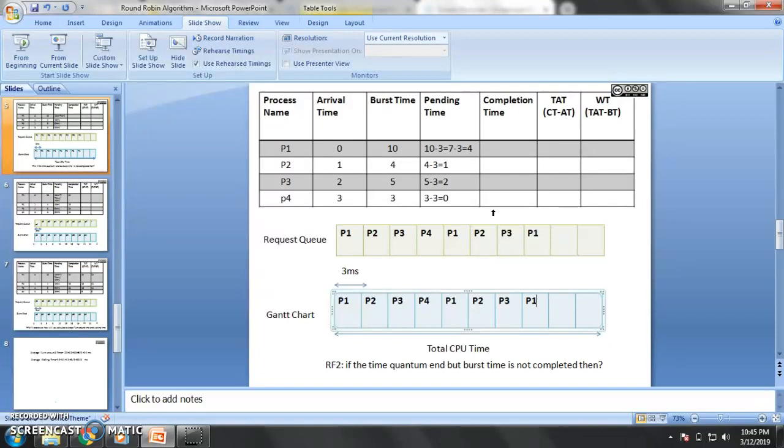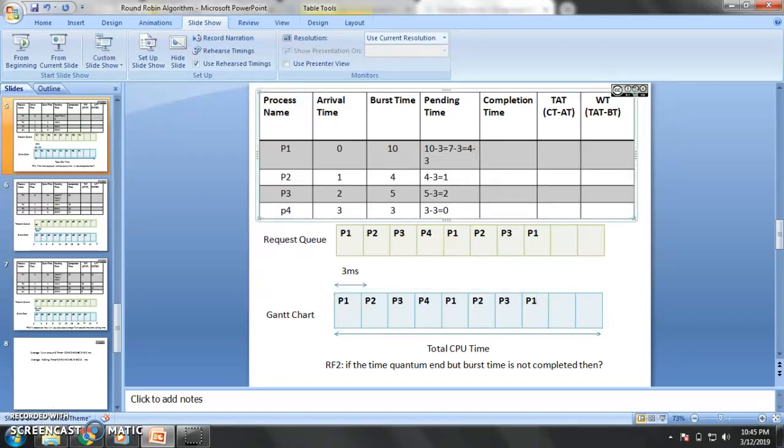So 3 microsecond. Its pending time is 4. So 3 microsecond timing is given to the P1. So its pending time will be 4 minus 3, which is equal to 1. So still it is not completed. So once again P1 will send request to the CPU.